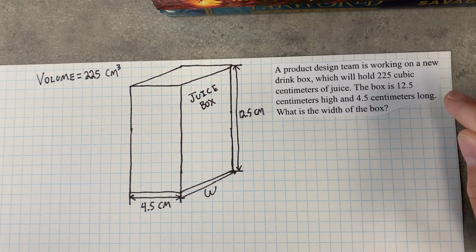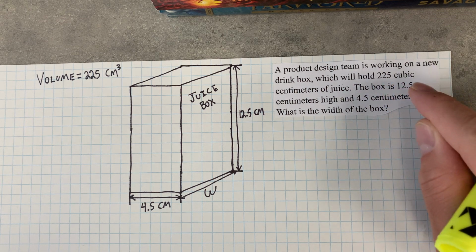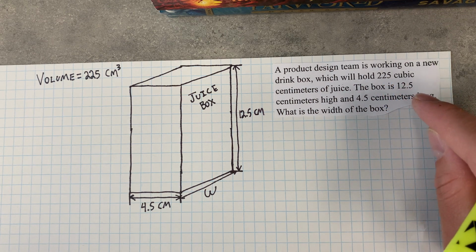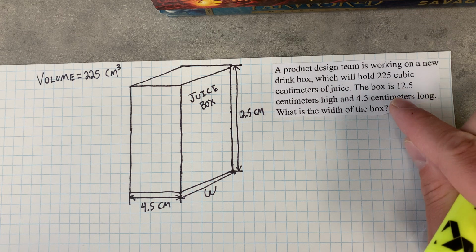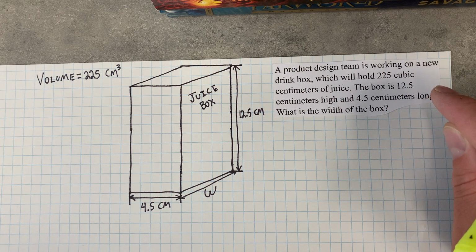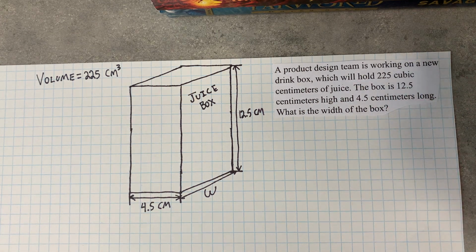So, a product design team is working on a new drink box which will hold 225 cubic centimeters of juice. The box is 12.5 centimeters high and 4.5 centimeters long. What is the width of the box?